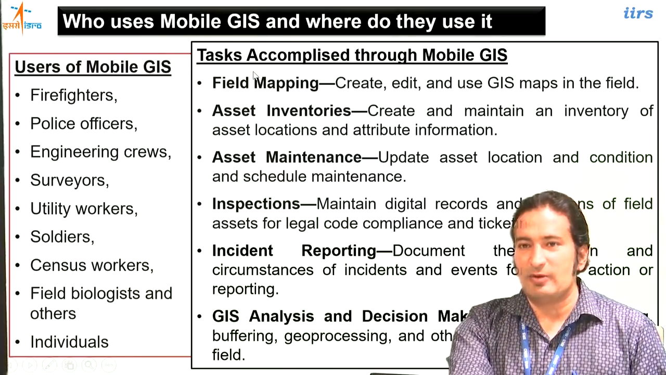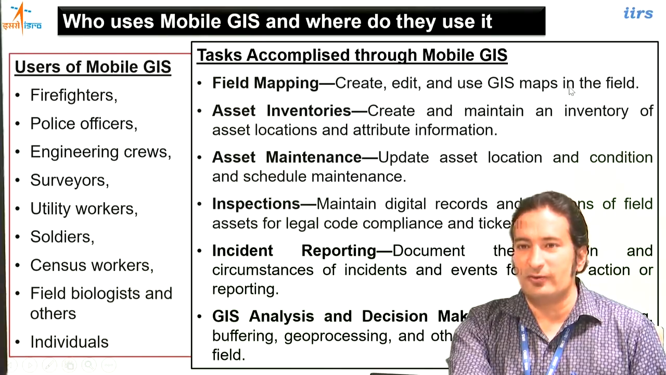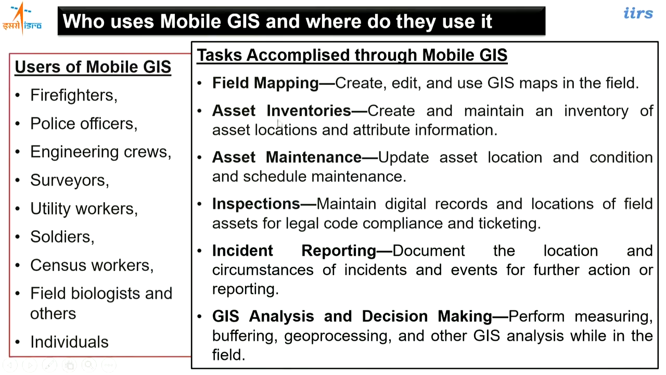Similarly, what are the tasks that can be performed through mobile GIS? As I told earlier also, it can be field mapping. I can create, edit, and use GIS maps in the field. Similarly, as I was telling you in the previous slide also, asset inventories: create and maintain an inventory of the asset location and attribute information. So here, with the help of mobile GIS, we can have not only the attribute information, we can also get their real time location information along with multimedia information, like their live photographs can be captured. So asset inventory can very well be maintained through that.